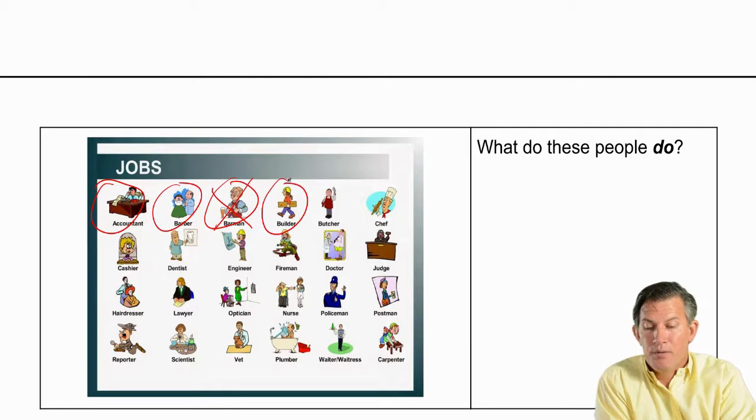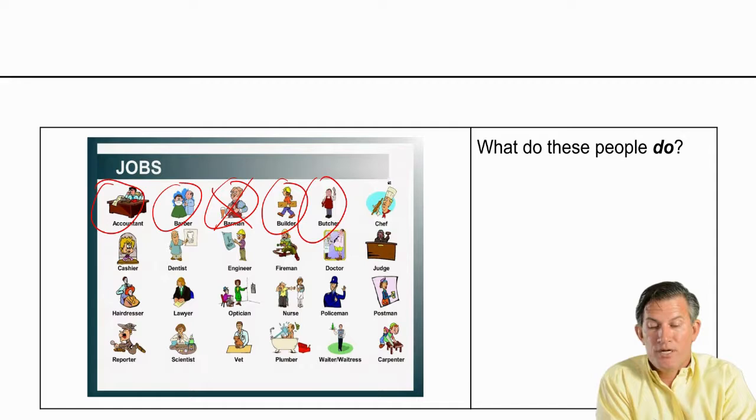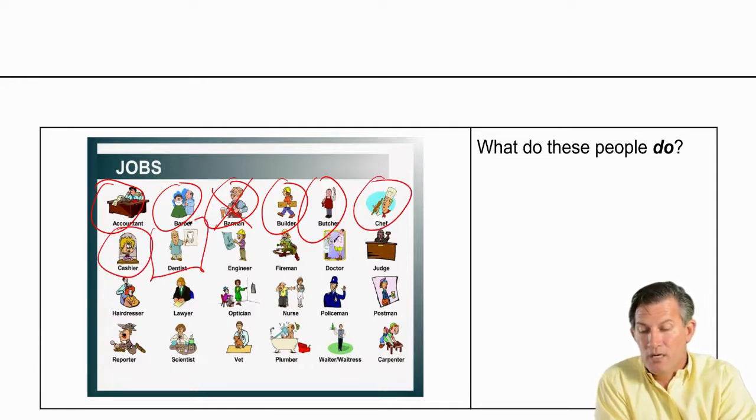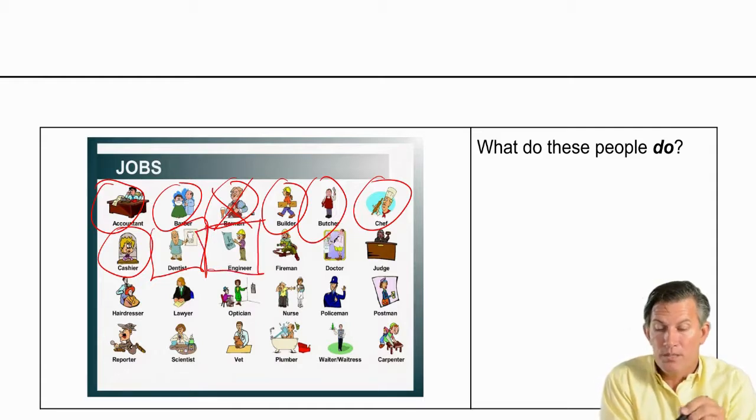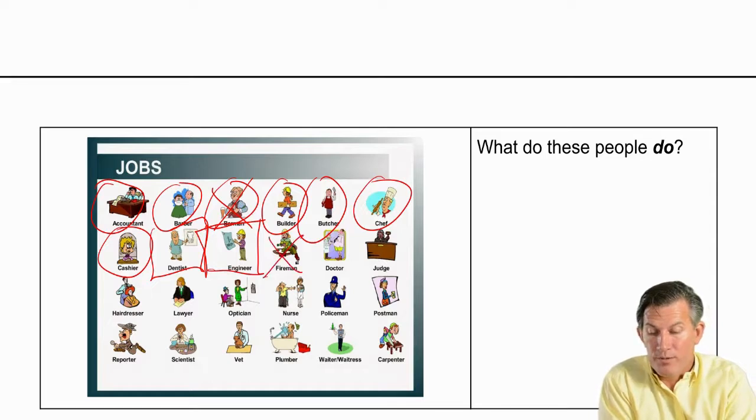A builder builds stuff, makes things like a house. A butcher chops things up. A chef makes food. A cashier makes cash, change. A dentist works on your teeth, hopefully. An engineer is also building something or designing something. A fireman puts out fires or just takes care of emergencies. A doctor takes care of someone's health.